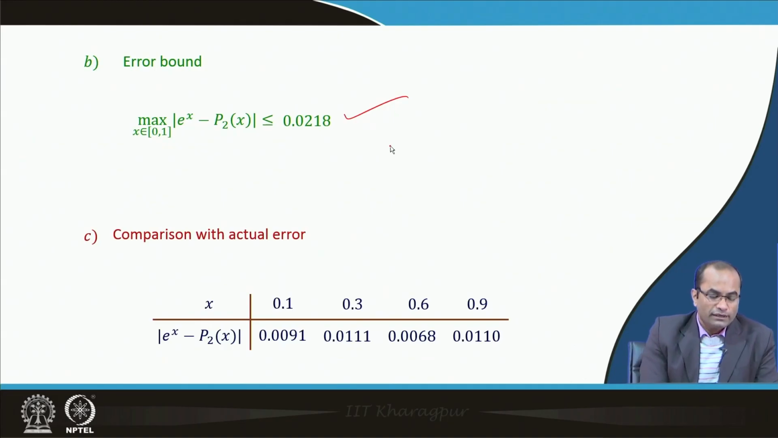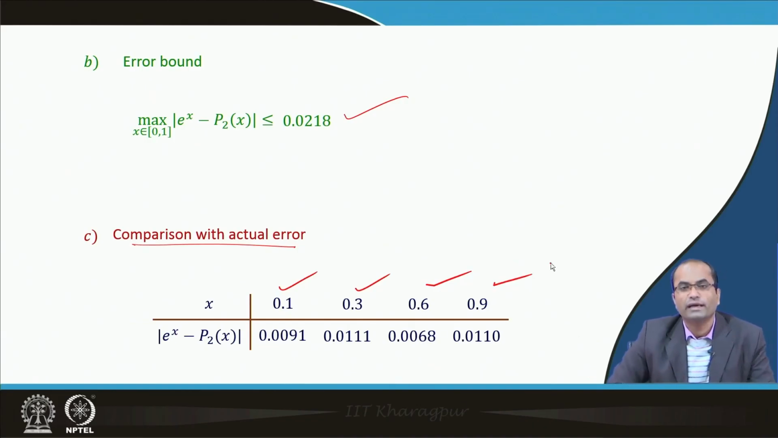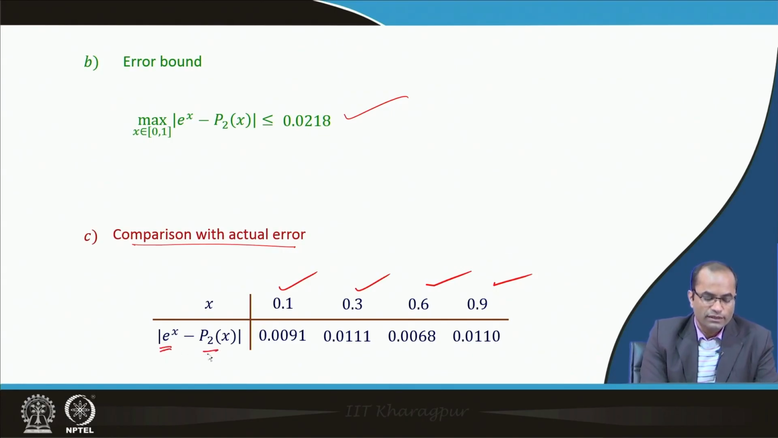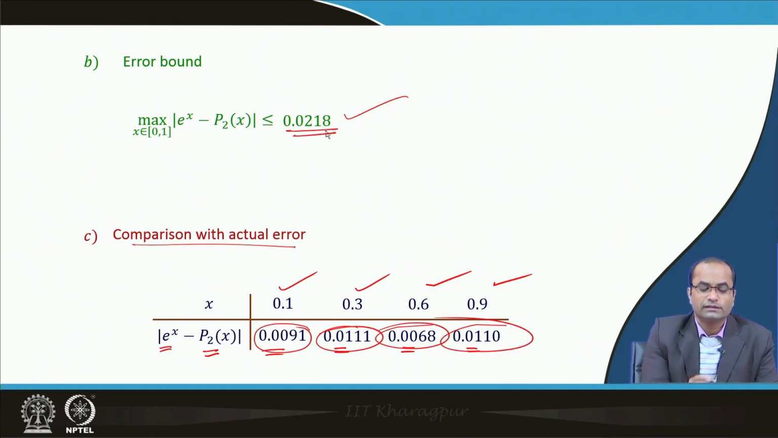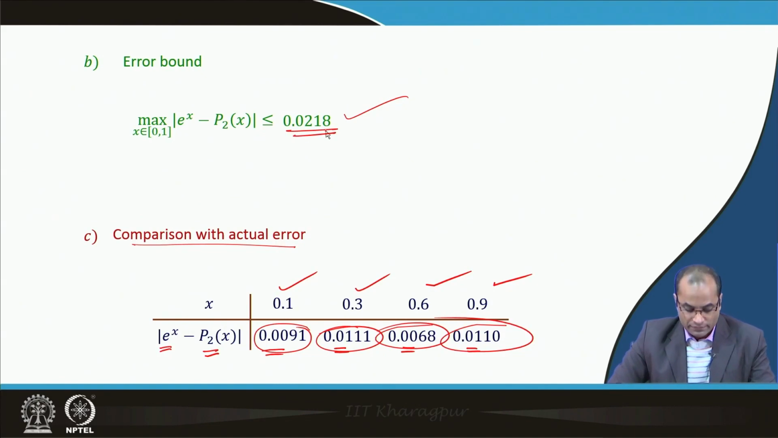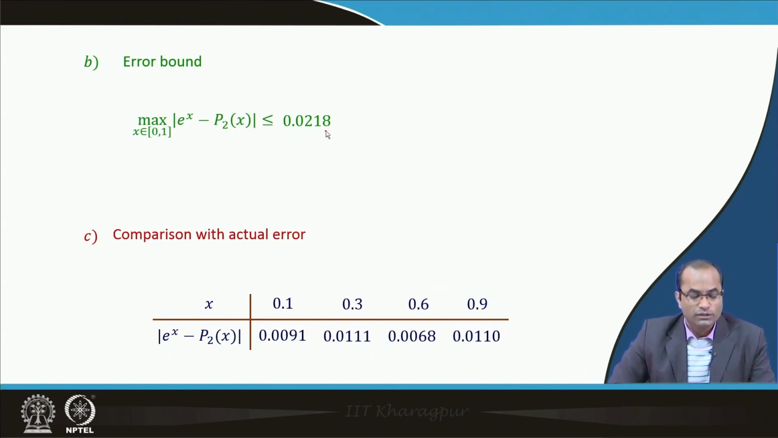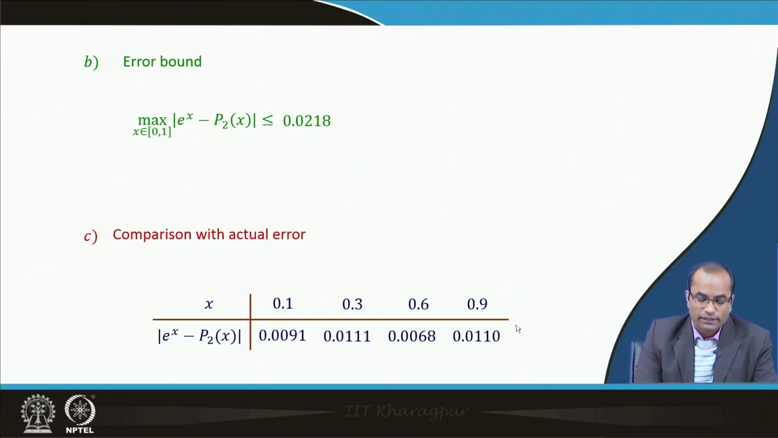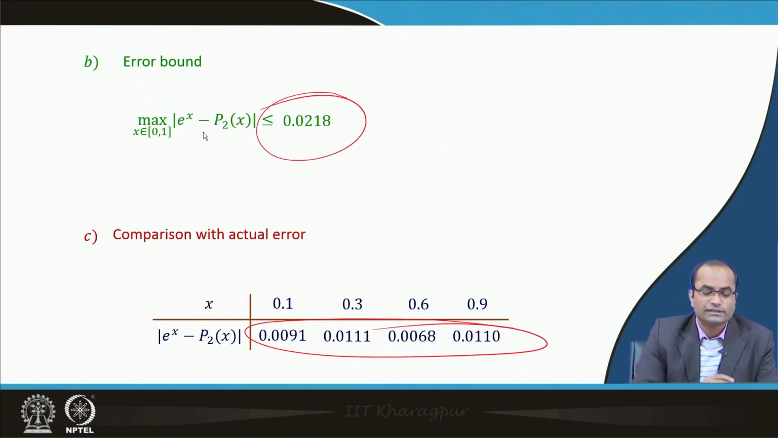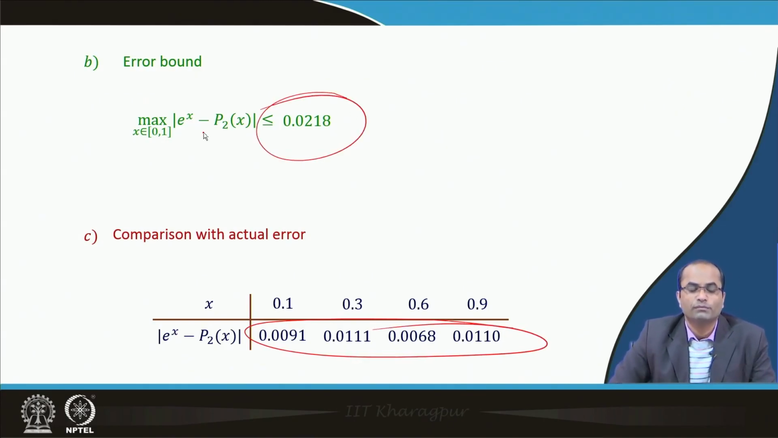So, we have this error bound, and now we compare with the actual error. We have taken, for instance, 0.1, 0.3, 0.6, 0.9, some points from 0 to 1, and the difference of the actual value and the polynomial value is computed here. And what we can see is that these actual errors are always less than 0.0218. Well, in this particular example, we have also seen that with this error bound, without calculating the actual error, we can just estimate what would be the upper bound of the error.